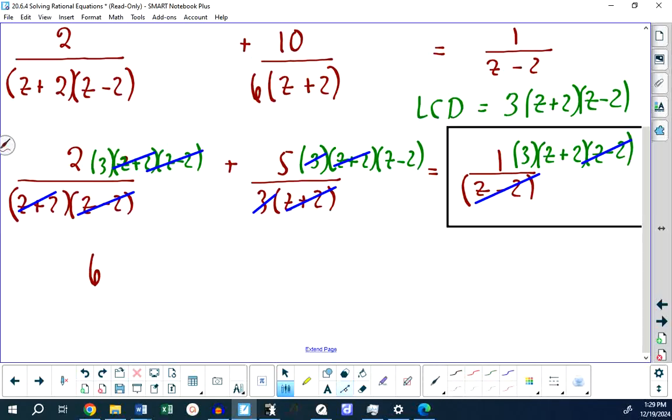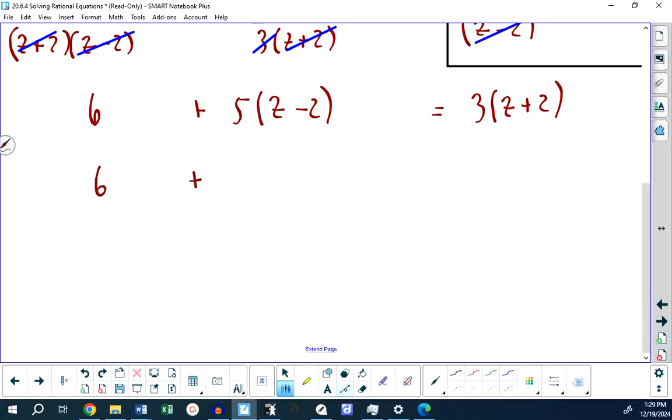You're left with 6, 2 times 3, plus 5 times z minus 2 is equal to 3 times z plus 2. I just want to make sure I got all of the surviving pieces. You're left with something which isn't even going to be quadratic. It's going to be linear. It's something a grade 9 student can solve, or maybe even grade 8. 6 plus 5z minus 2 equals 3z plus 6.